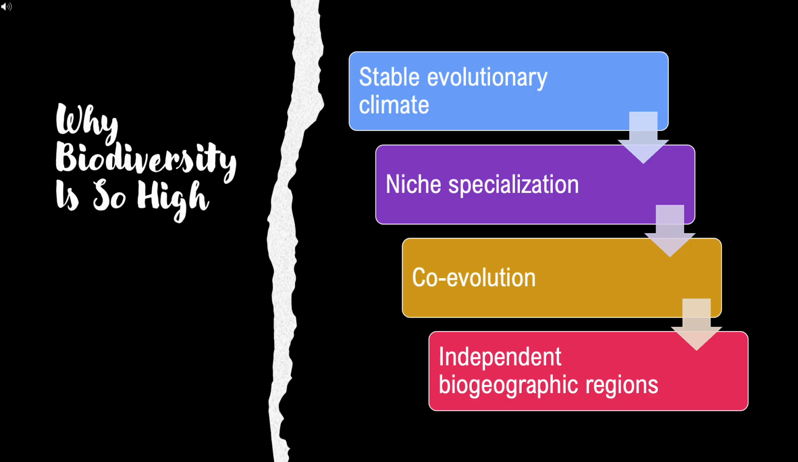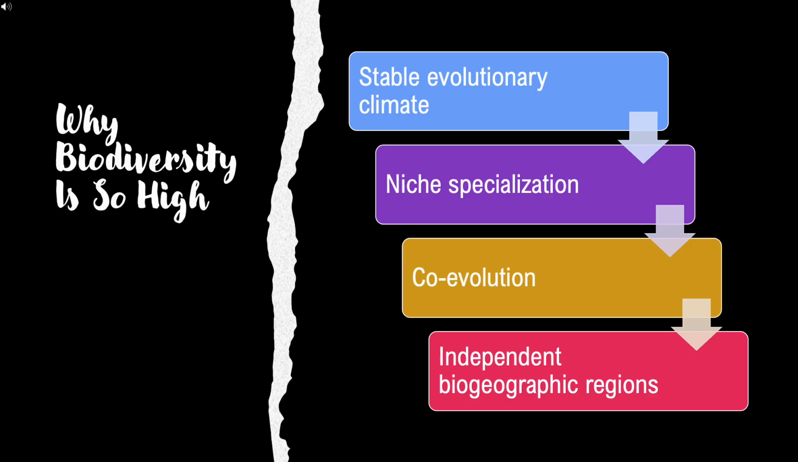Second, niche specialization. In an environment with abundant resources and no freezing winters, species can evolve to exploit very specific niches. A bee that pollinates only one species of orchid, a bird that eats only one type of fruit. Over millions of years, this hyper-specialization has multiplied the number of ecological roles available.